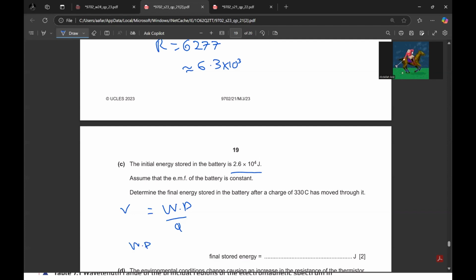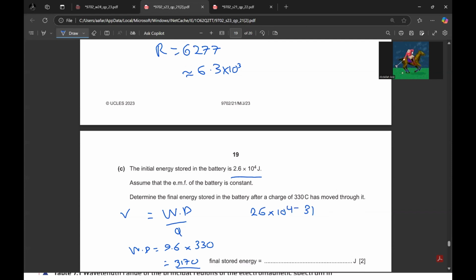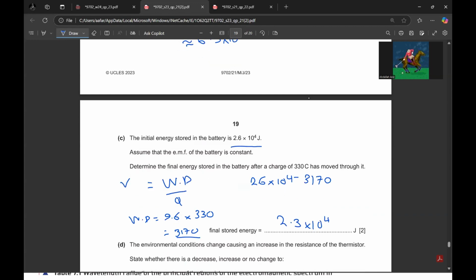So the work done is basically voltage into charge, 330, which is 3170. So this is the amount of work done. The final energy is basically the initial energy minus the energy used in doing work. So we get 2.3 × 10^4 joules.